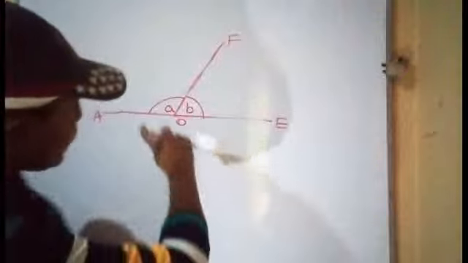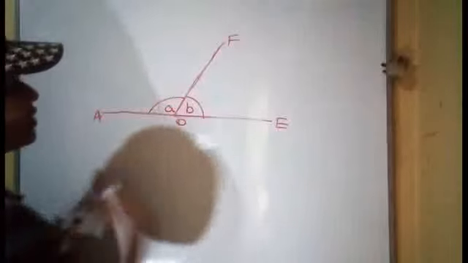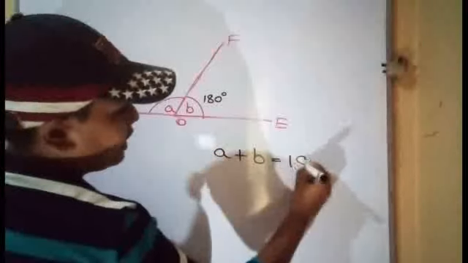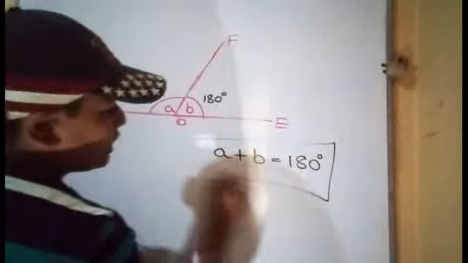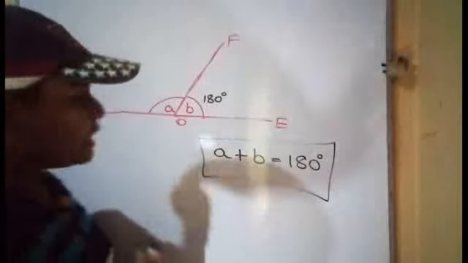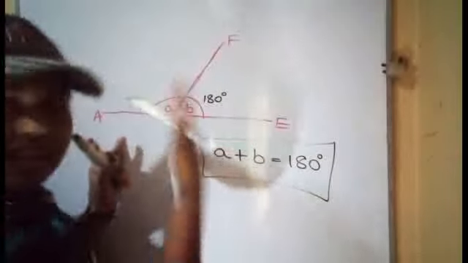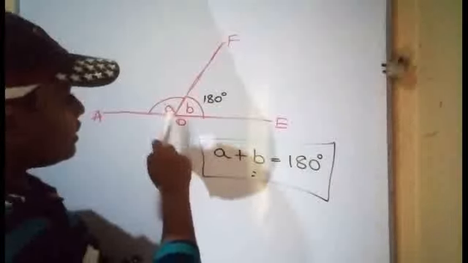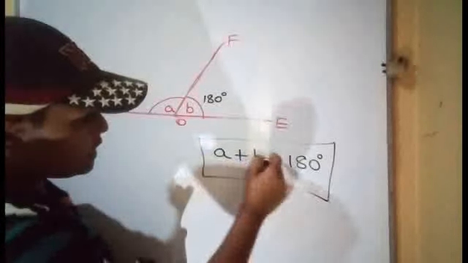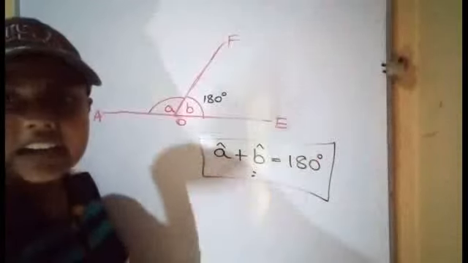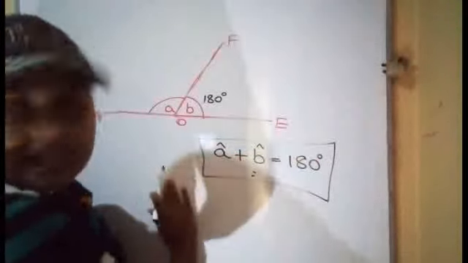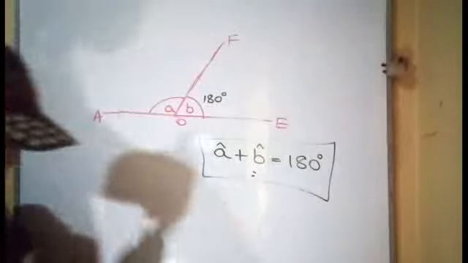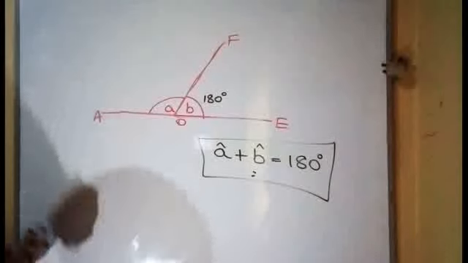So what is the magnitude of these angles? The magnitude is 180 degrees. That means A plus B equals 180 degrees. This is the main equation, the main theorem of angles related to straight lines: A plus B equals 180 degrees. That's the main point in angles related to straight lines. Now let's get some examples from this.